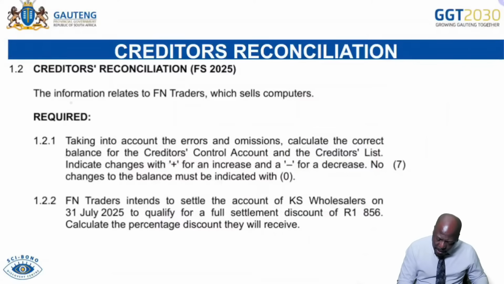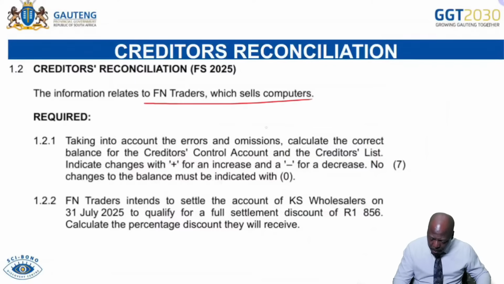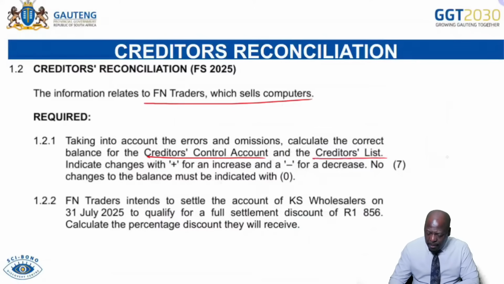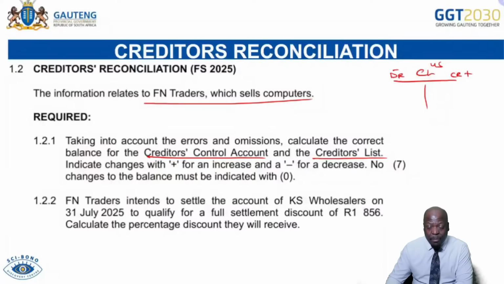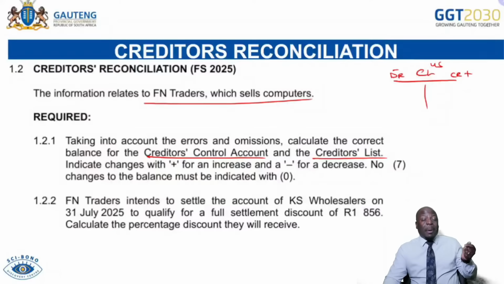So it says the information relates to FN Traders, which sells computers, and it says taking into account the errors and omissions, calculate the correct balance of the creditors control account and the creditors list. Now, very key to note that in the previous one we did the ledger, they did the statement, but in this version now we do the creditors ledger. The creditors ledger is done by us, where on the credit side it will increase, on the debit side it will decrease. Remember, we have a creditors ledger. This is per individual creditor, and then we have the creditors control account.